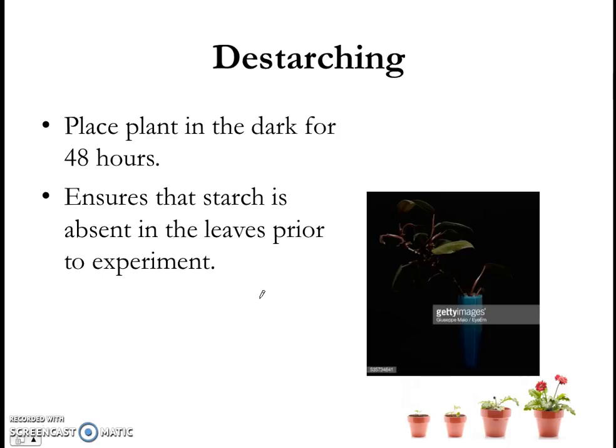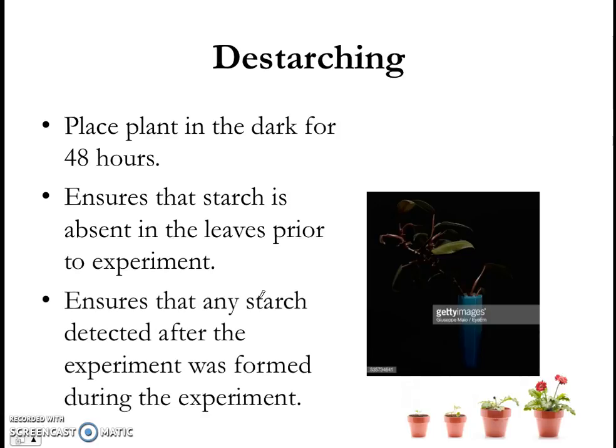Destarching ensures that starch is absent, that there's no starch in the leaves prior to the start of the experiment. So at the start of the experiment, we make sure there's no starch in the leaves. And this is to ensure that any starch detected at the end of the experiment was actually formed during the experiment. That means the starch wasn't originally there, right? The leaves had no starch at the start. Then at the end of the experiment, any starch that is detected was produced during the experiment.